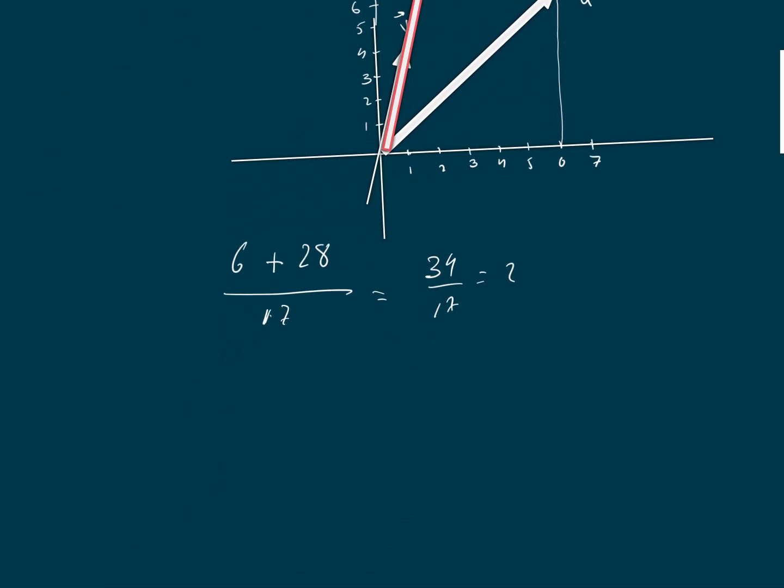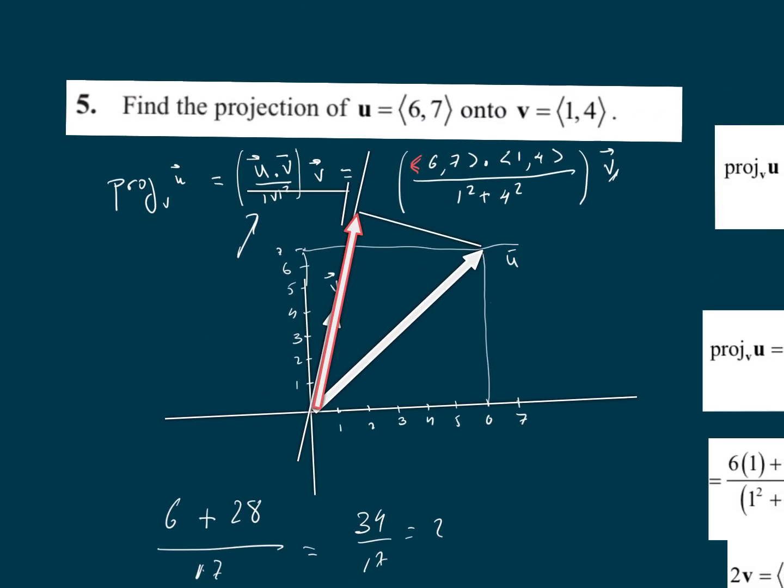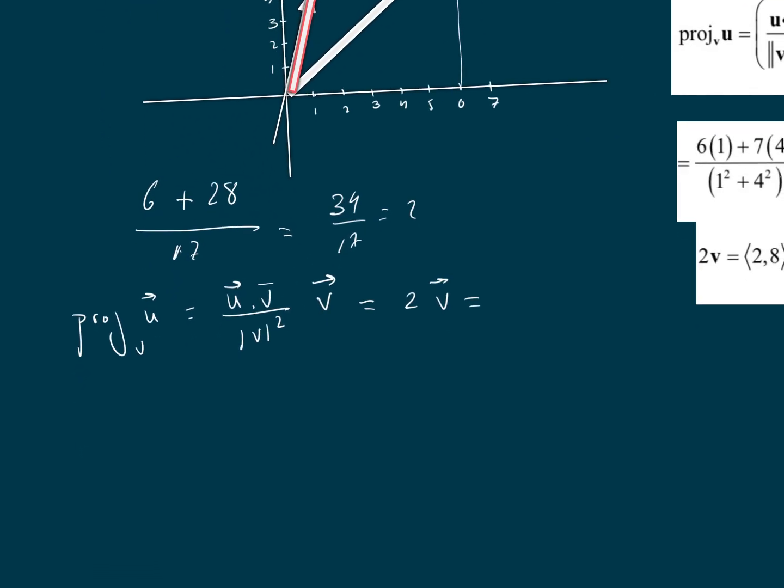So the projection of the vector u onto v that we have calculated as u dot v divided by the magnitude of v squared multiplied by the vector v was 2 times v, but v is the vector 1, 4. So it's 2 times 1, 4.